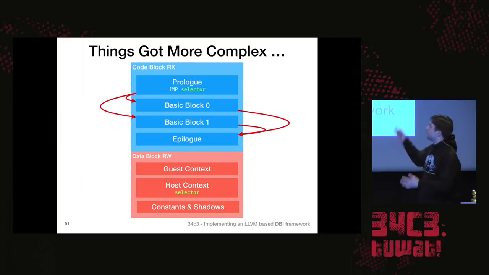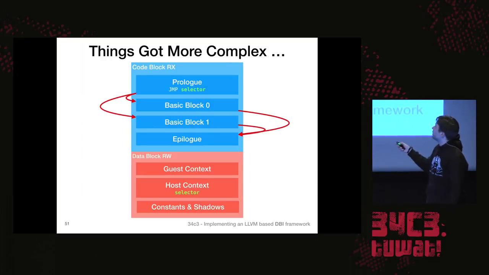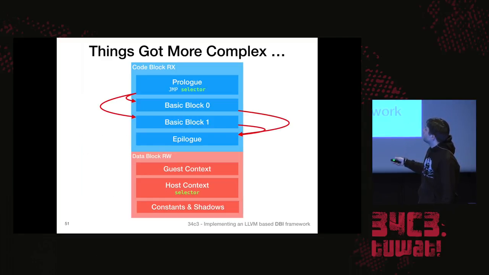So this is basically what we got in the end. Here we have a very special thing, which is a selector. And the selector is a jump to someplace inside the code block. It's basically a programmable jump, but we cannot modify the code block because it's read, execute. So what it does is it's a jump to an address that's actually contained in the data block. And this way we can really select which basic block we want to execute, because here we're going to store multiple basic blocks. And each basic block jumps to the epilogue at the end. So if you just program the selector and then start the execution from the top, you will execute the basic block you want.